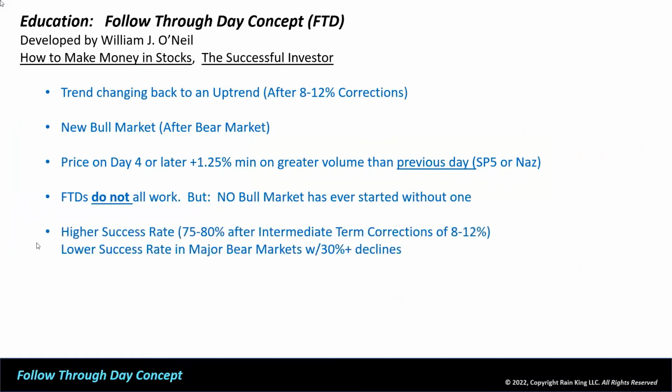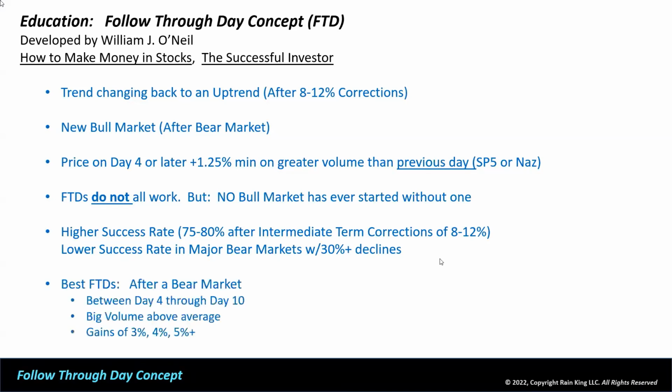As I mentioned, there's a higher success rate, approximately 75 to 80% of follow-through days will work after an intermediate term correction. We have a pretty good pullback, wash out a lot of people who get a follow-through day. We can get resumption of a trend, particularly if we're already in a bull market trend. Now, we know that the follow-through days have a lower success rate in major bear markets. Major bear markets meaning at least a 30% plus decline.